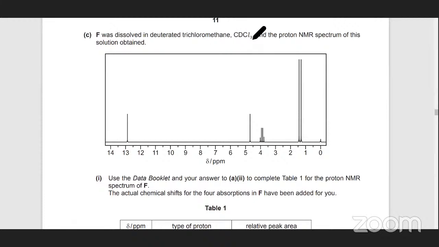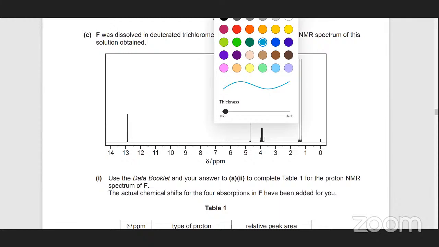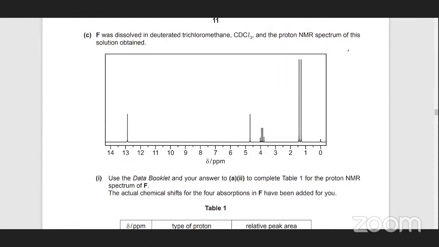deuterated trichloromethane. Sir, I wanted to ask, do we have to study AS level organic chemistry as well to understand it? Do they include it, sir? Yes, infrared spectroscopy is from AS anyway.